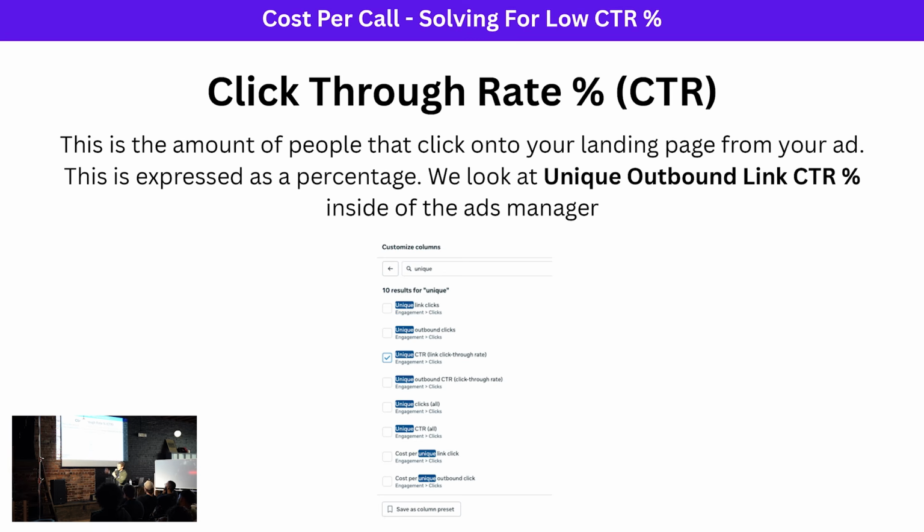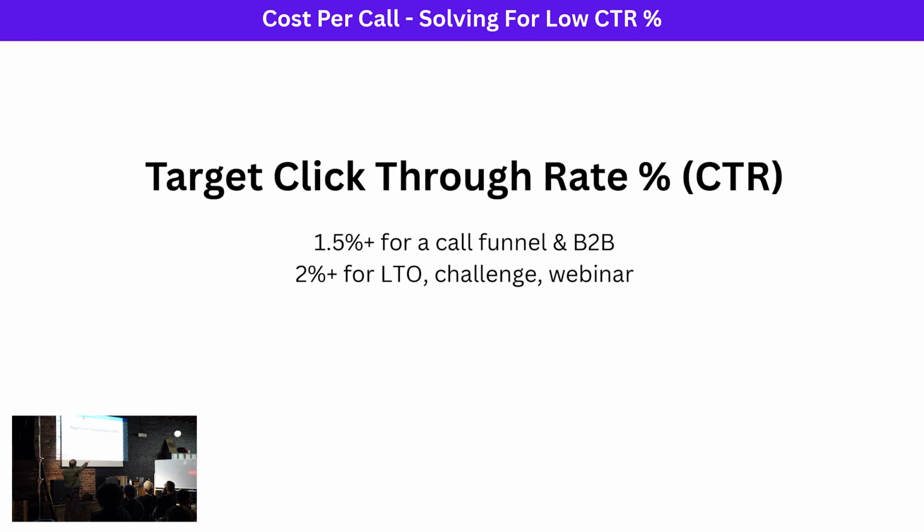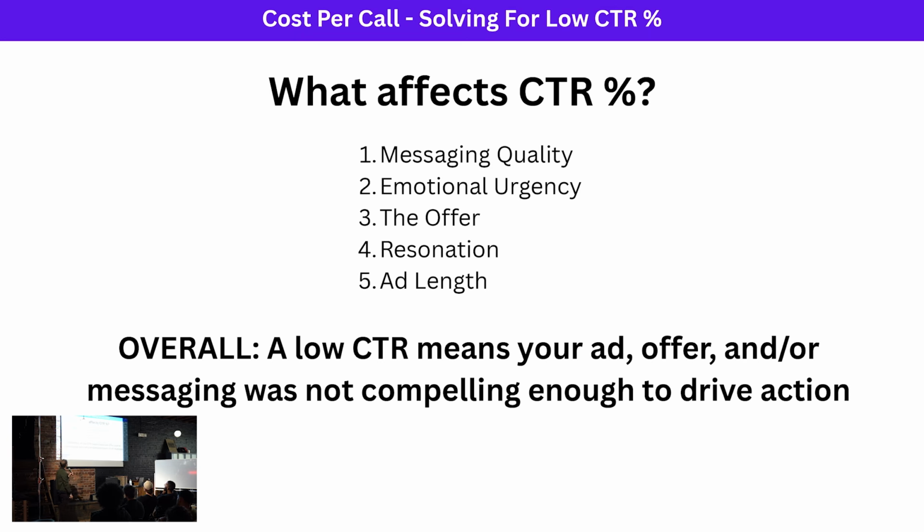Definition of click-through rate, right here. Very simple, it's the amount of people that click onto your landing page from your ad. We look at unique outbound link click-through rate. 1.5% for a call funnel is what we like to do. 2% for an LTO or a challenge is what we'll look at.